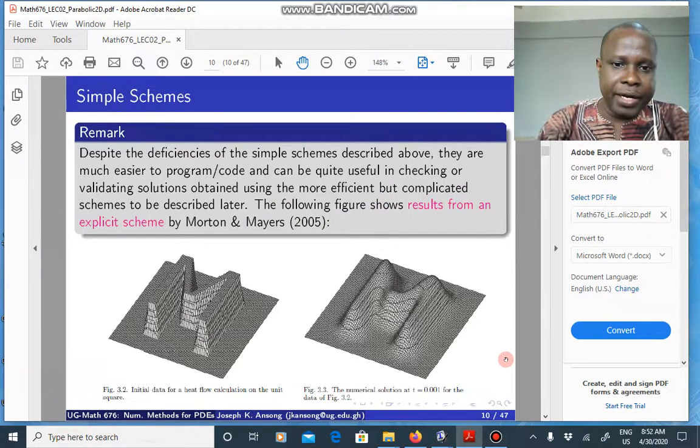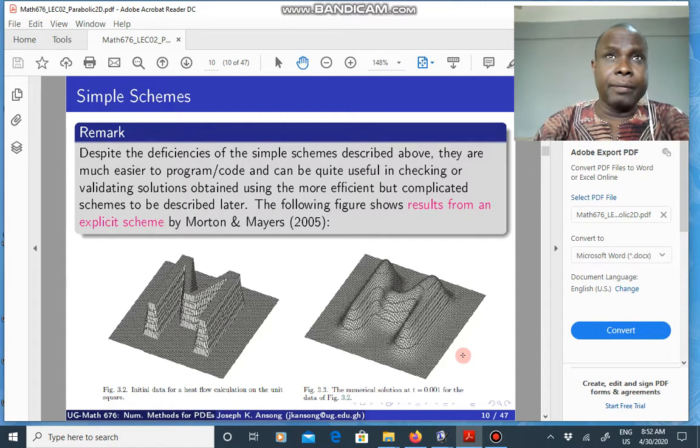And then we ended our lecture by saying that, even though these simple schemes are disadvantageous, they are more restrictive, especially the explicit scheme, and the other ones, the fully implicit one, it turns out that the matrices that you get are not tridiagonal. That is why they are disadvantageous. Nevertheless, you can still use these simple schemes to do some interesting things.